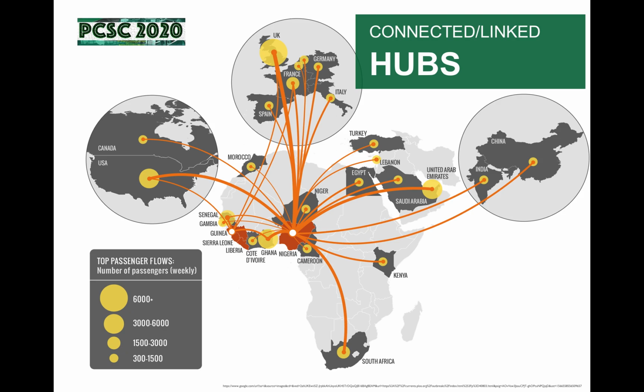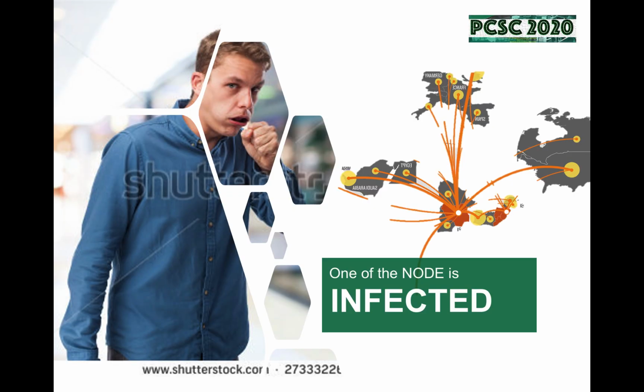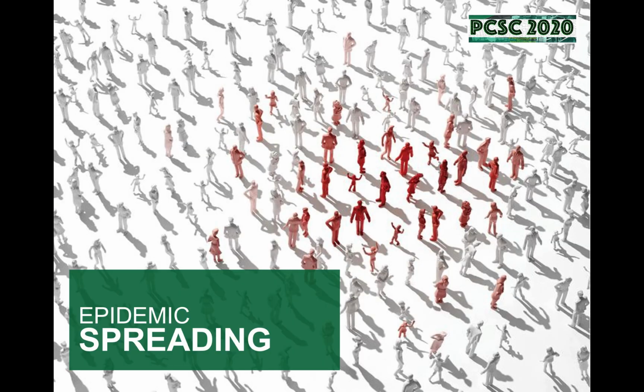These hubs are conveniently connected, so they allow people to mobilize from one hub to another. However, if one of the hubs got infected, or there's an infection in that hub, the other hubs connected to it might also be infected based on the strength of their linkages and connections, which eventually leads to epidemic spreading of diseases.